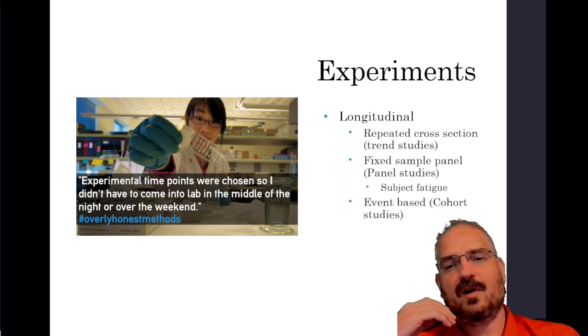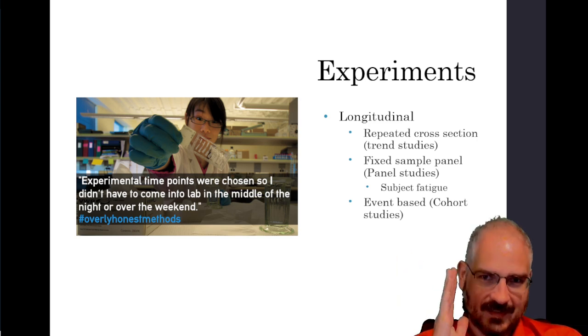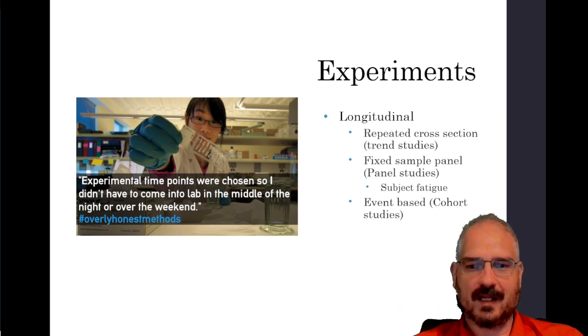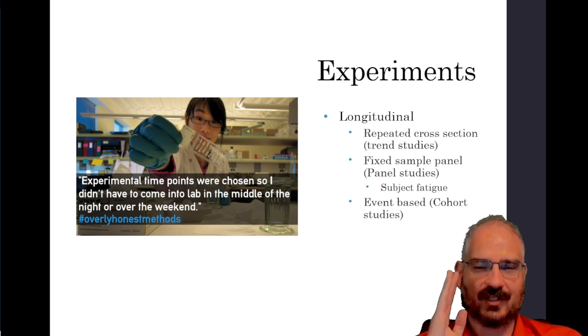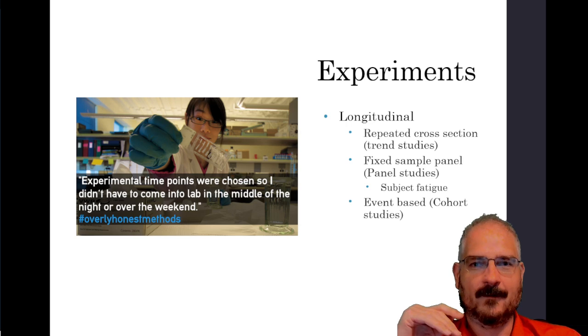We can also do what are called longitudinal studies. These are studies where instead of taking a snapshot in time, we follow things over and over and over, right? So there are a few different ways to do this, and I'm going to discuss three. The first is what's called a trend study, or a repeated cross-section. That's where we do a cross-section, then another cross-section, then another cross-section, then another, right?